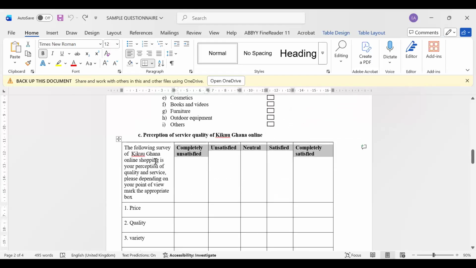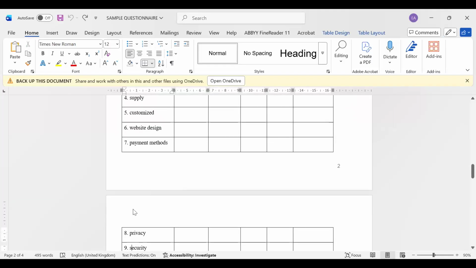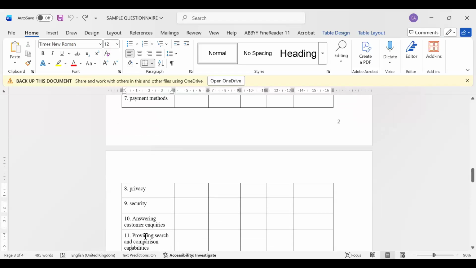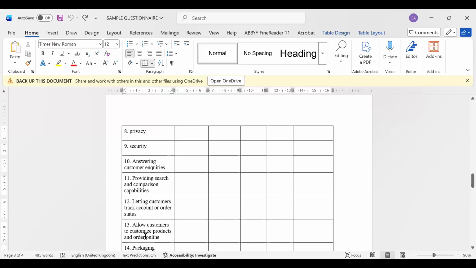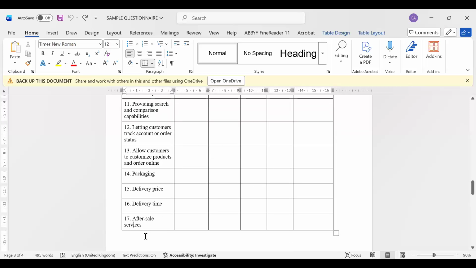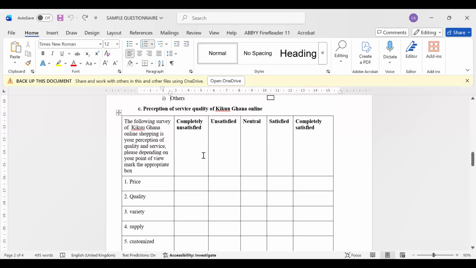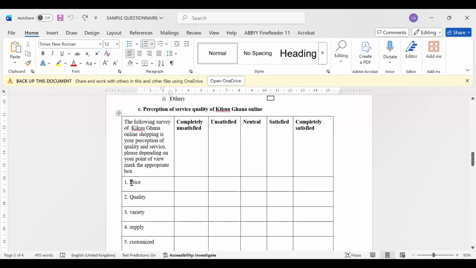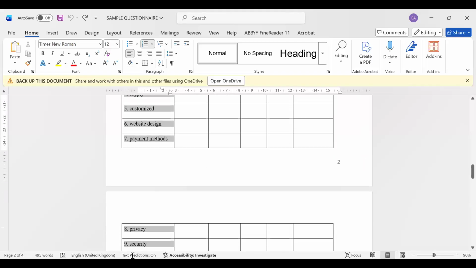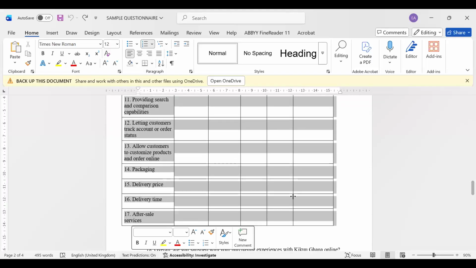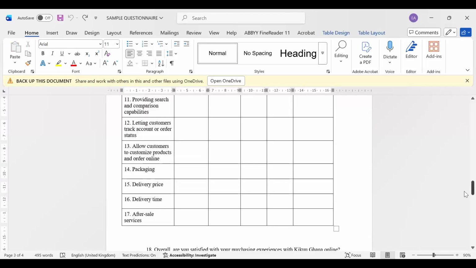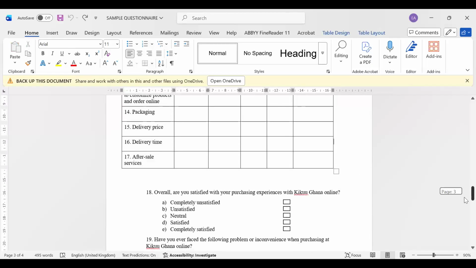And so they said, these are the criteria: price, quality, variety, supply, customization, website design, payment, privacy, security, customer service. So all these options that they have. And they put it in a neat table for people to choose their levels of satisfaction or dissatisfaction with all these. And these parameters all come from the literature. All of them came from literature. They didn't guess. They read about it and used the relevant ones.